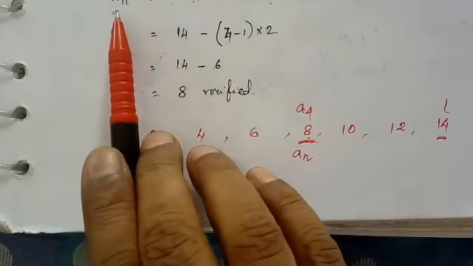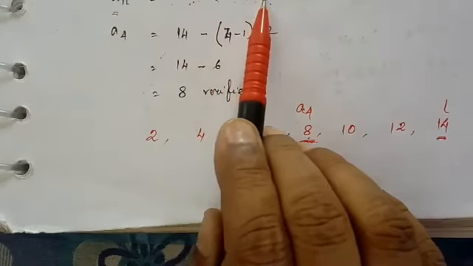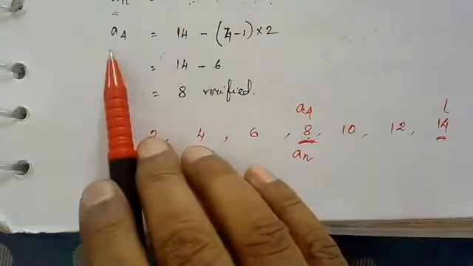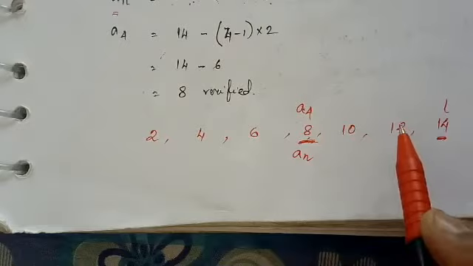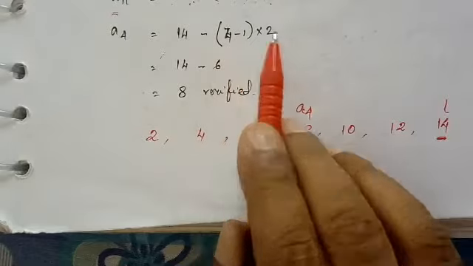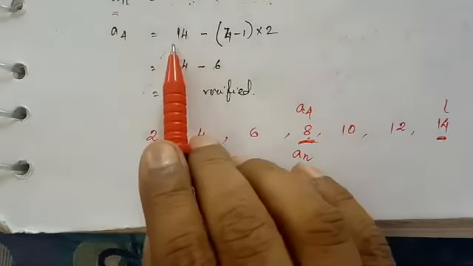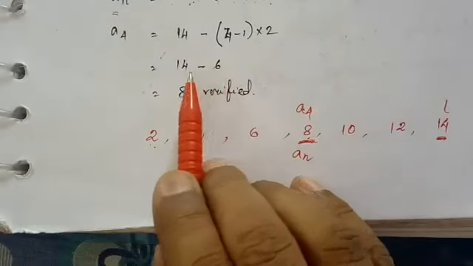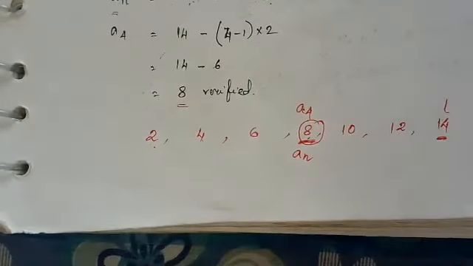So if the formula is an is equal to L minus (n minus 1) into d, then according to this formula the fourth term a4 will be L, which means 14, minus (4 minus 1) into d. What is d? 4 minus 2, d is 2. So L minus (n minus 1) into d is 14 minus 3 into 2, which is 6. 14 minus 6 is 8. So it is verified that this number will be 8.